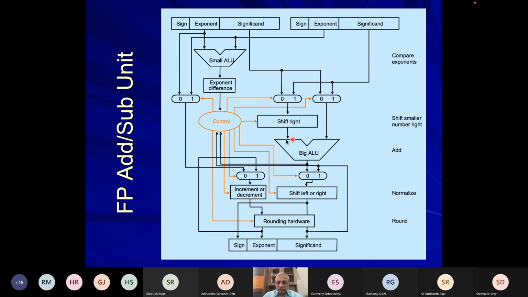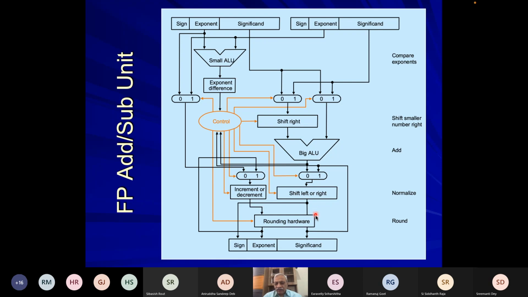Then this big ALU performs addition or subtraction. And since the result also may need normalization, there is a shift unit here which needs to shift left or right. Accordingly, the larger of the two exponents is selected here, and that may undergo some incrementing or decrementing depending upon the normalization here.